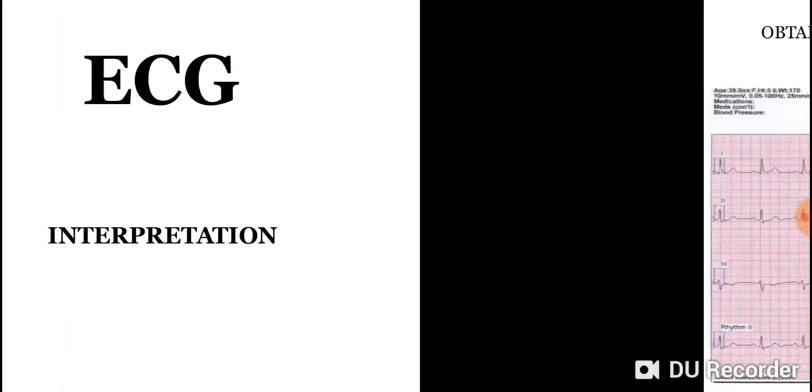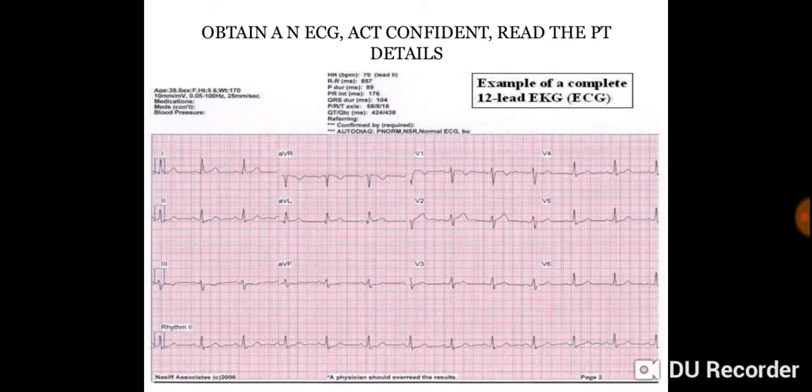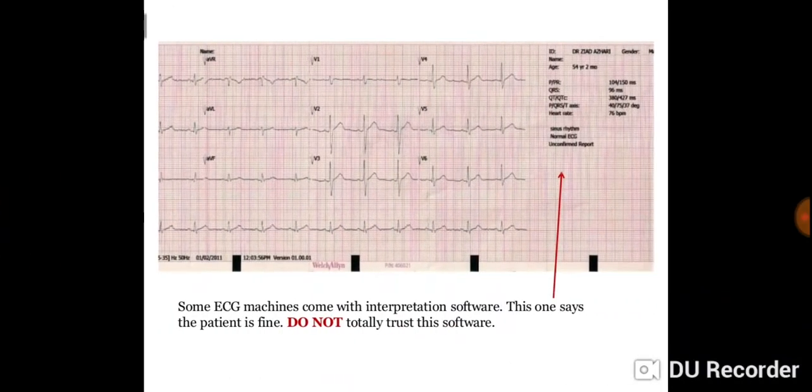Now let's get to the fun part, the interpretations. First and foremost, you need to make sure that you're getting and reading the ECG of the person you have to deal with. So you'll check the name, you'll check the timing, and all of these things. Here you have all the leads. This is an example from a 12 lead EKG.